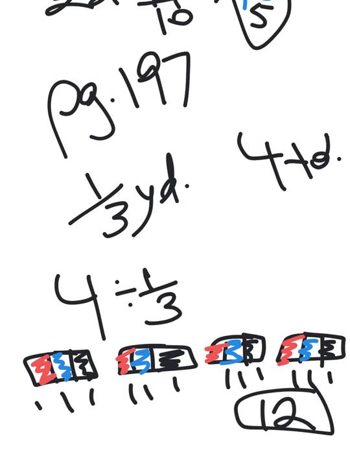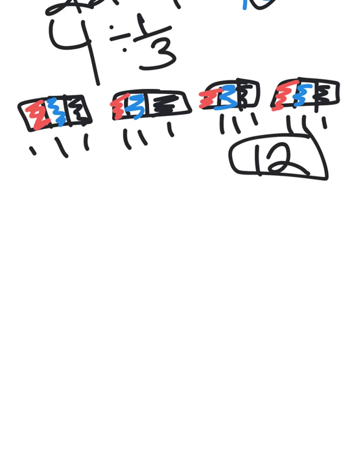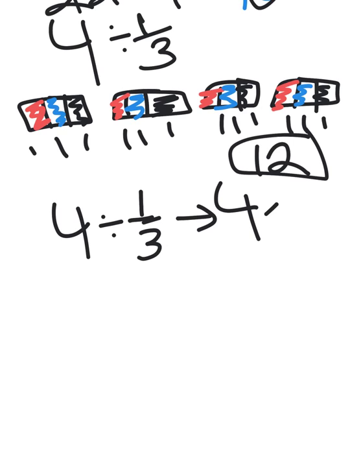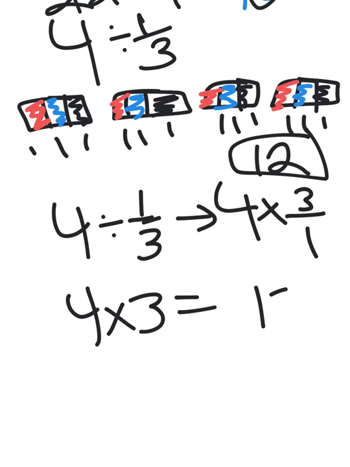Let's do it using the second method, using math. The other method is it's going to be 4 divided by 1/3. You're going to multiply by the reciprocal of 1/3. Your new equation will become 4 times 3 over 1. In other words, it's just 4 times 3, and we'll get the same answer, which is 12. So dividing by a number is the same as multiplying by the reciprocal of that number always.